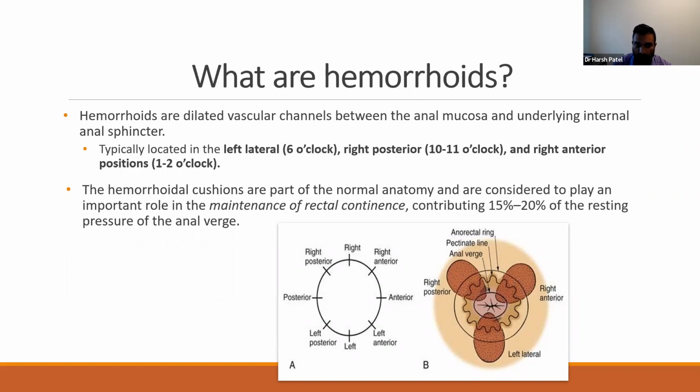Everyone has these anal cushions in the rectum that maintain rectal continence, prevent accidents, prevent, whenever you're passing gas, you're not having bowel movements, right? So those anal cushions do provide some sort of function. However, in some patients, those anal cushions do enlarge, and that's when we really start calling them hemorrhoids. So as you can see on my slide, those anal cushions do contribute to 15 to 20% of that resting pressure in the anus that kind of prevents accidents essentially.